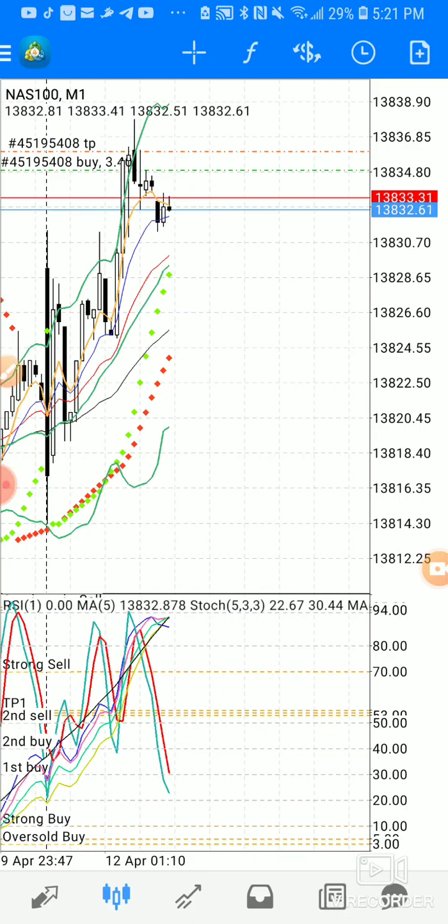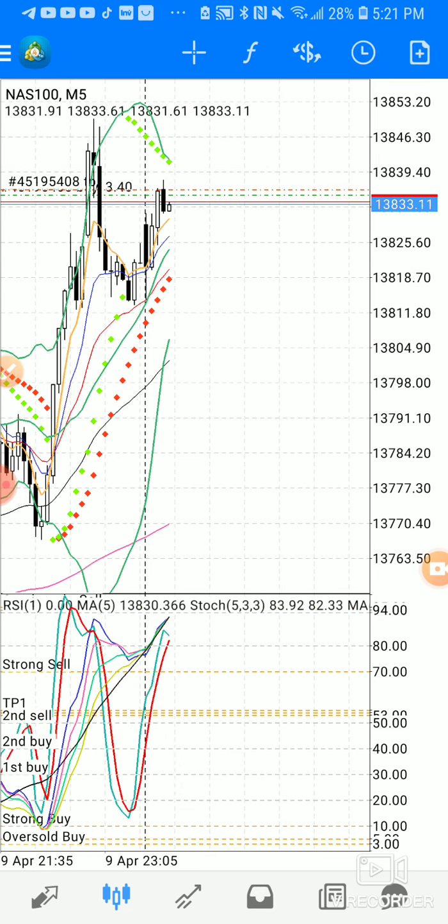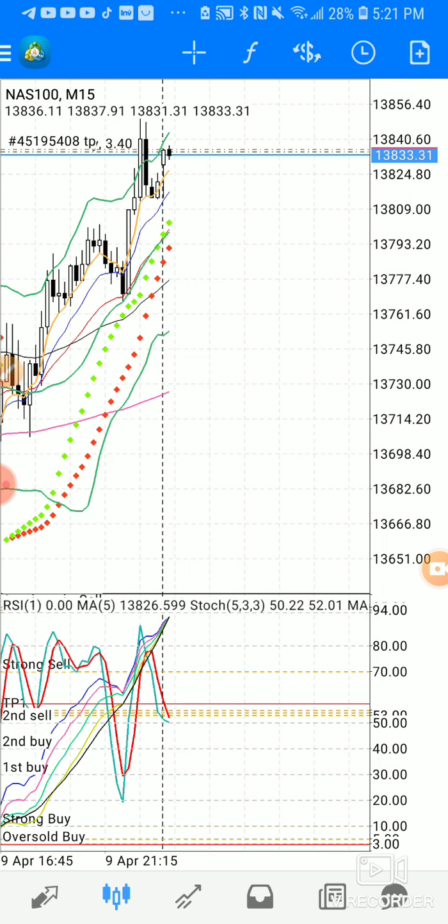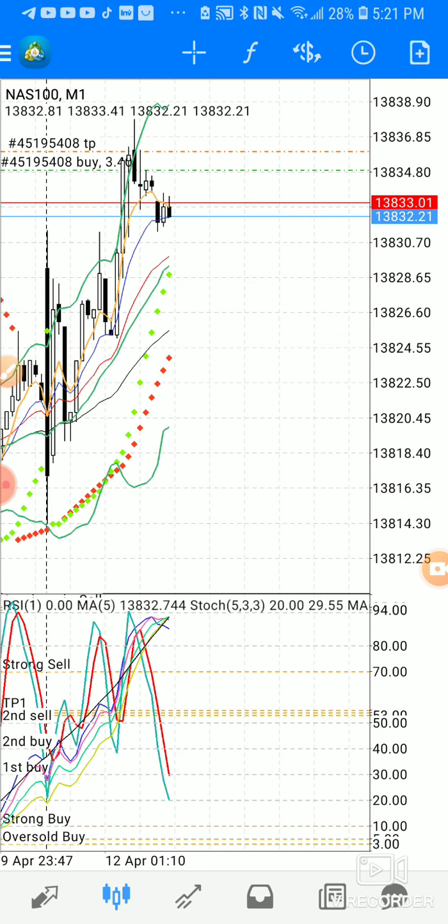Now let me explain this. This is an uptrend. And the reason why it's an uptrend is because, look at this. 15-minute chart. That is getting ready to flip around. So me personally, I'm not gonna put in a sell.